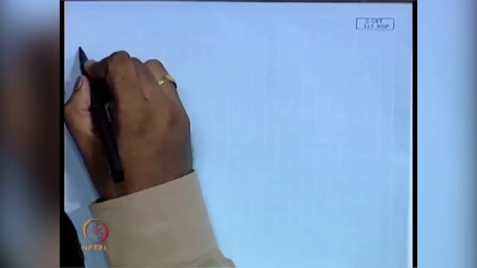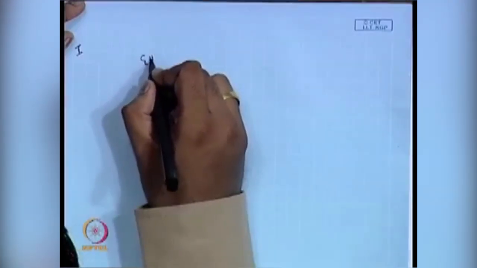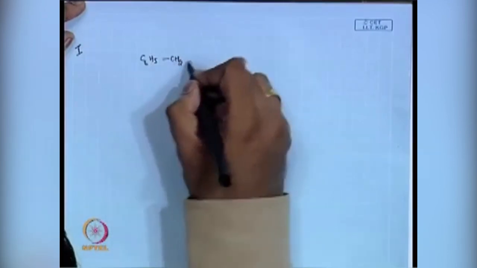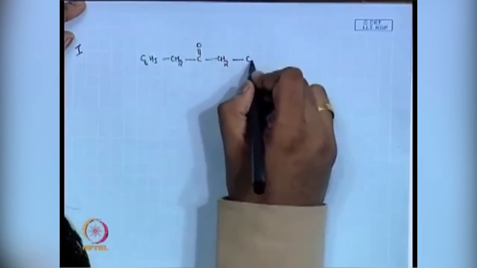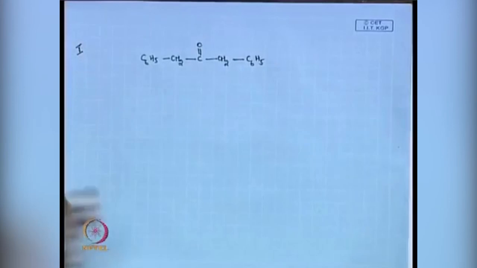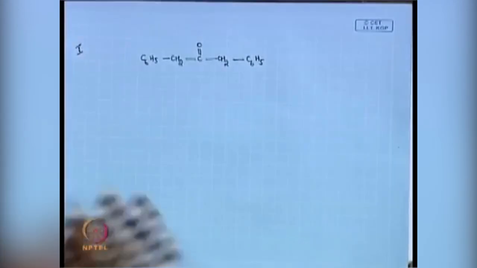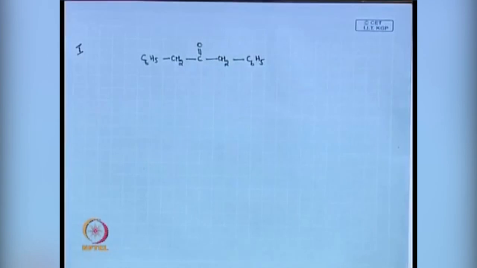So, now I will take a first example where I have a ketone where both arms of my ketone are symmetrical, are the same. So, we will take first that type of simple ketone. For example, I am taking C6H5CH2 carbonyl CH2C6H5, where both arms of this ketone are the same. So, we are taking a simple ketone.